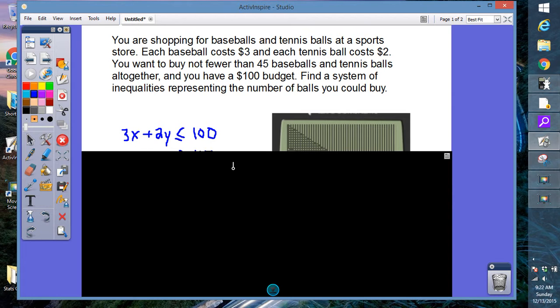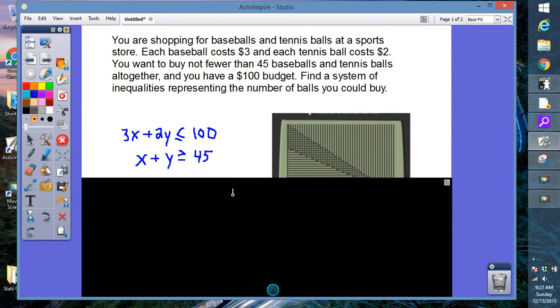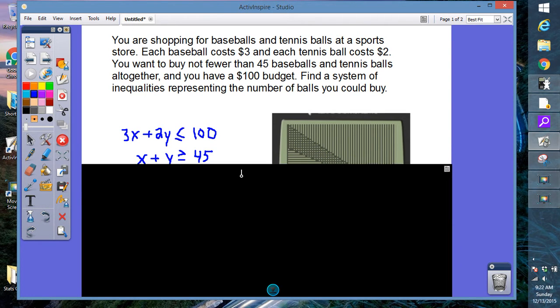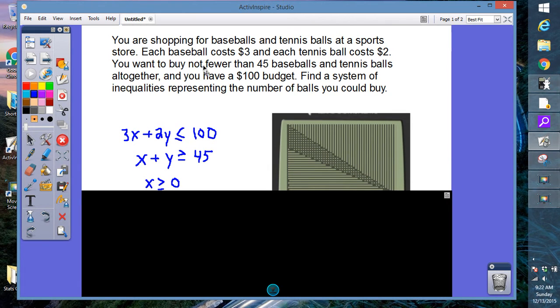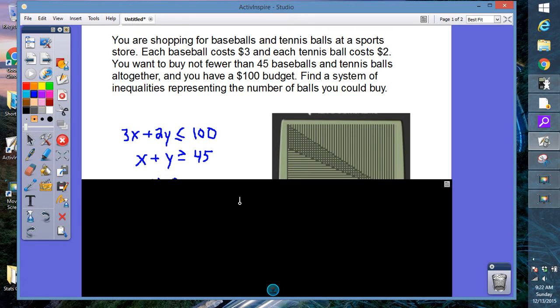Okay, so the next is the system. So you need another equation. We have two variables, so we need two equations. You know that you want to buy not fewer than 45. Not fewer means you have to buy at least. That's another way of saying you have to buy at least 45 balls in combination. All right.